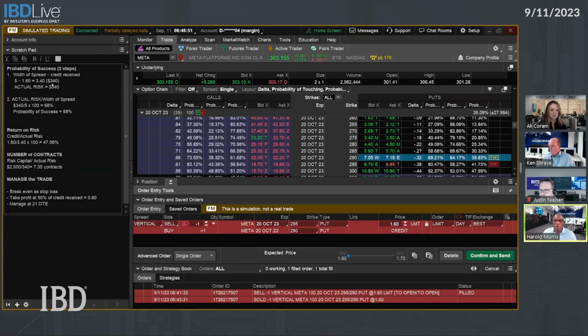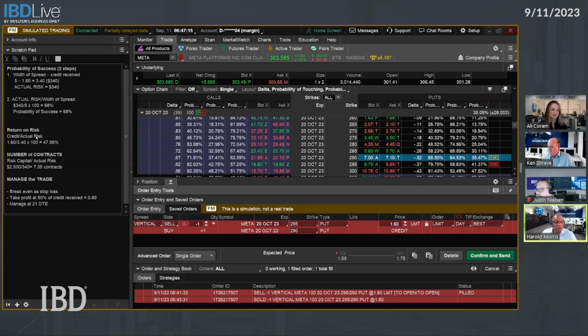Now, determine what the probability of success is. We take the actual risk in the trade, which is $340 divided by 5, and multiply by 100. That gives us a probability of success of 68%, which is pretty good. I like to get around 70% or higher. Now, based on that, how many contracts are we going to buy? Oh, first off, let's look at the return on risk.